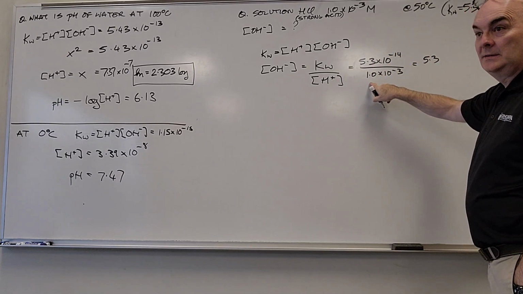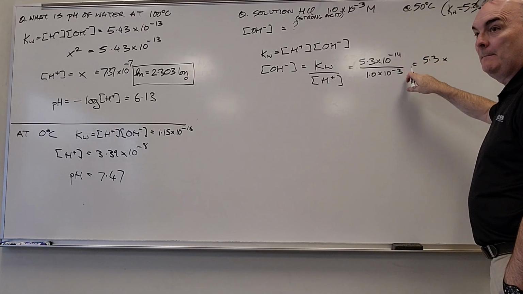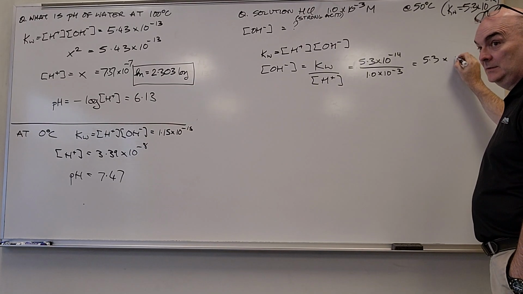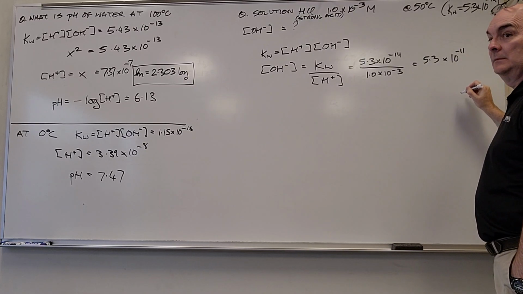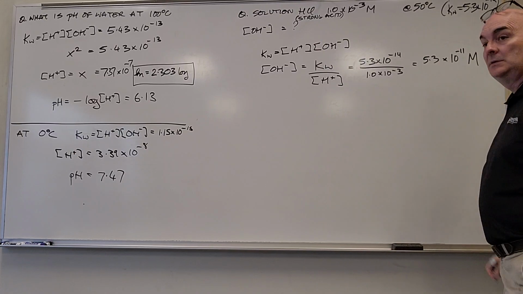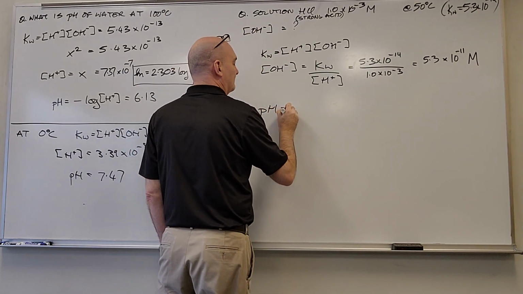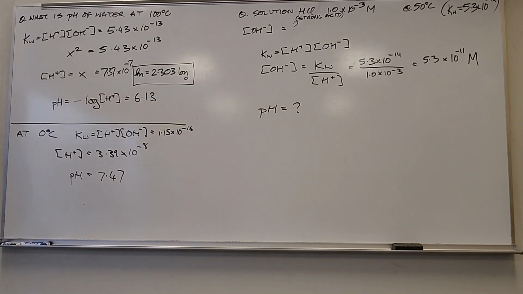5.3 divided by 1 is 5.3. Negative 14 minus negative 3 is negative 14 plus 3, so we're making the number less negative. That's a concentration. It's a unit, moles per liter. Okay, what's the pH? Oh, wait, we didn't have the... never mind. I was about to do 5 extra steps, sorry.